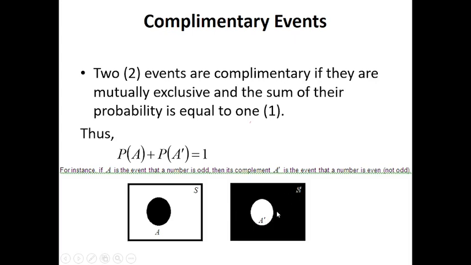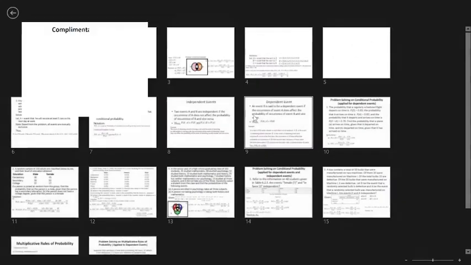Dito, 1, right? So sabihin niyan, they are complementary events, because they are mutually exclusive and the sum of their probability is equal to 1. Okay? So ganun siya. So, we now proceed with the problem.